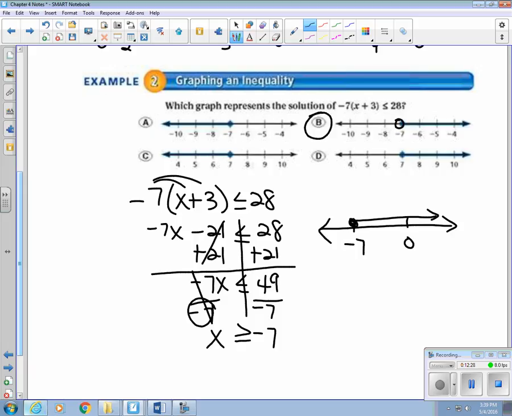So in your note packet, please make a note that in B, this negative 7 has an open circle and the arrow goes to the right. So B would be the right choice for this particular question. Again, it's very difficult to see this here, so hopefully it looks more apparent in your notes.